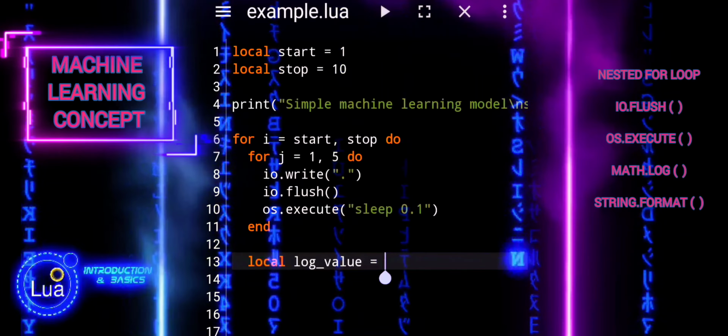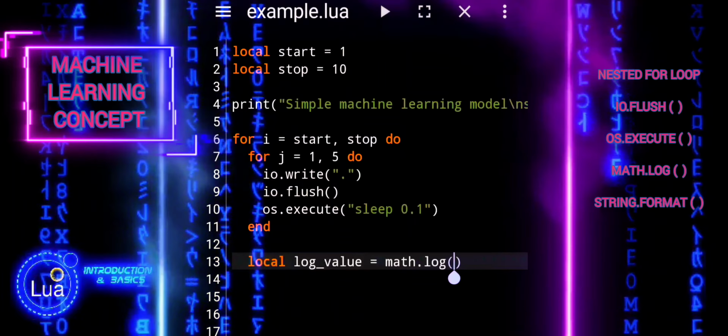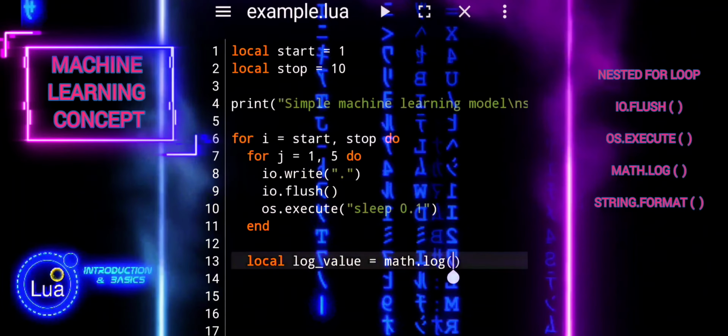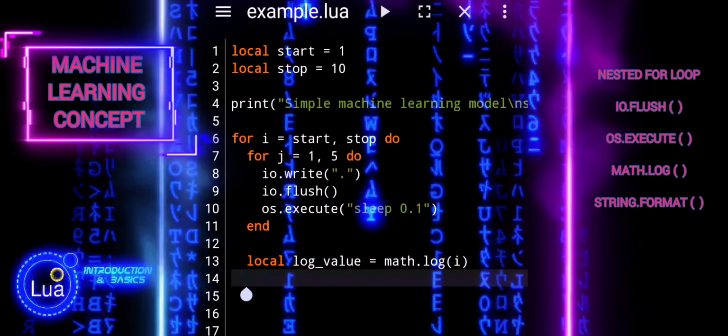local log_value = math.log(i). This line calculates the natural logarithm of the variable i using the math.log function in Lua. The result is stored in the variable log_value.